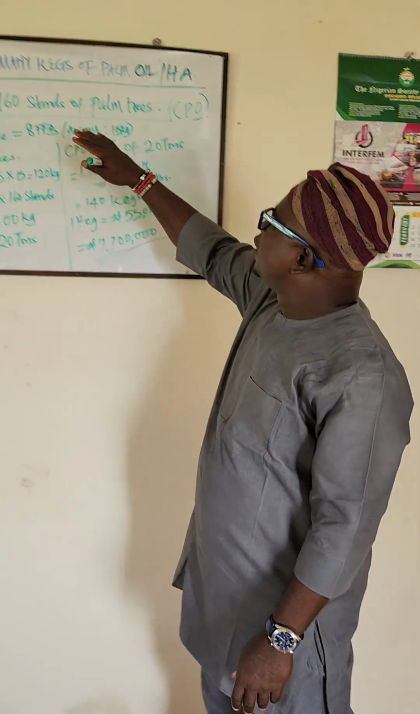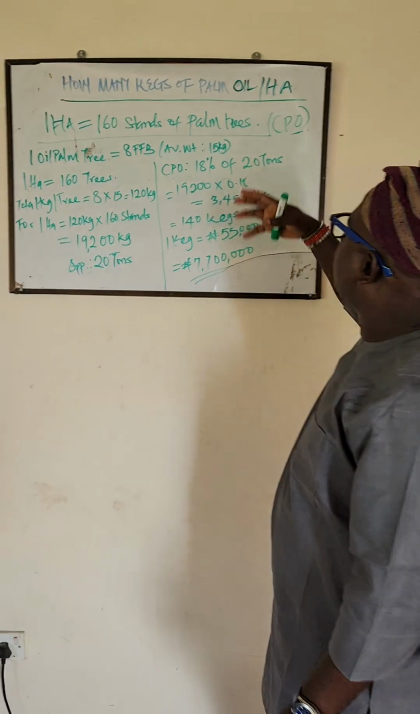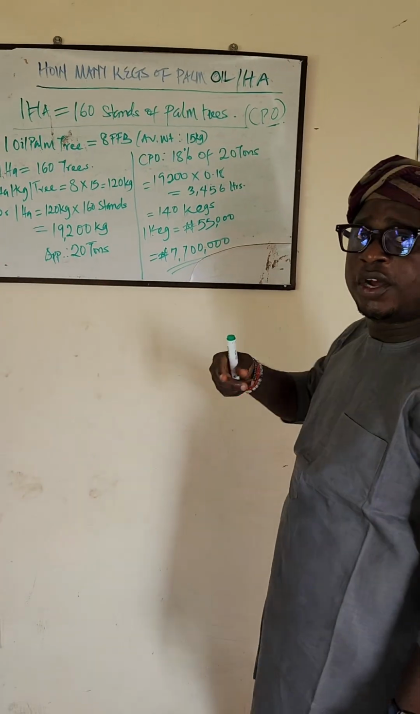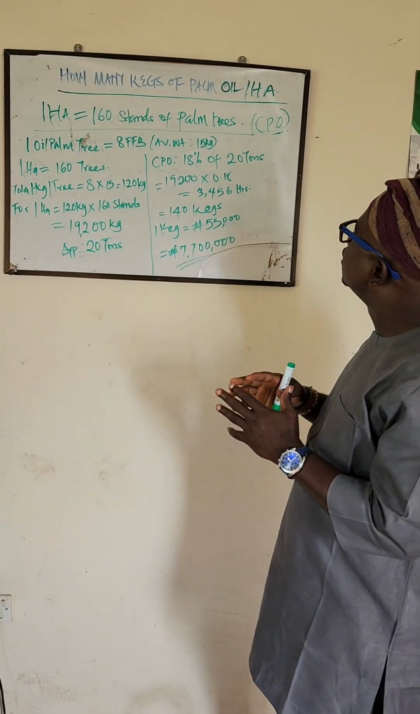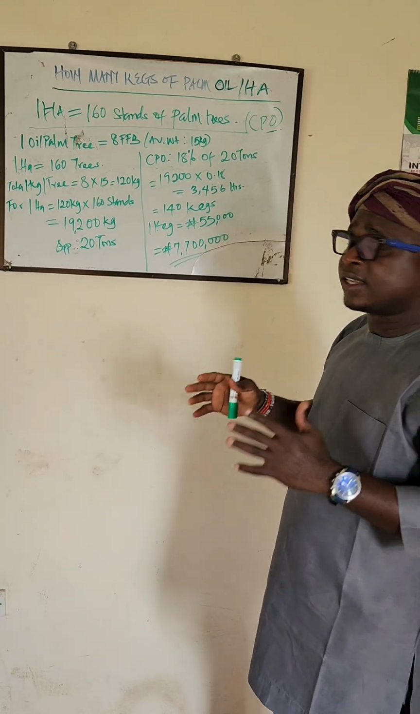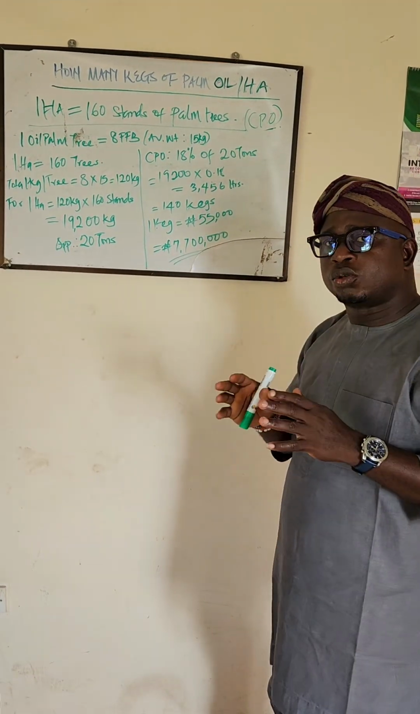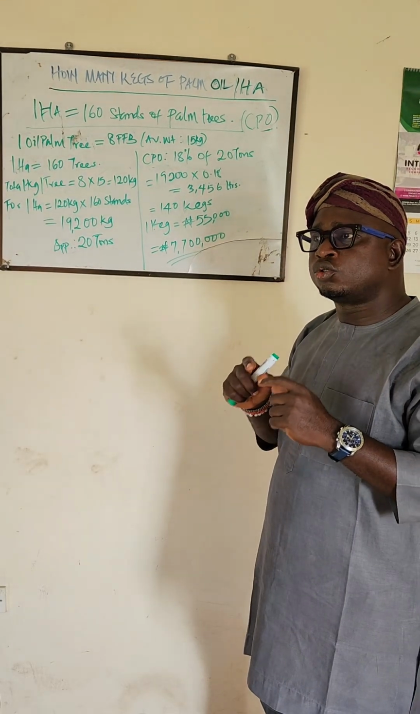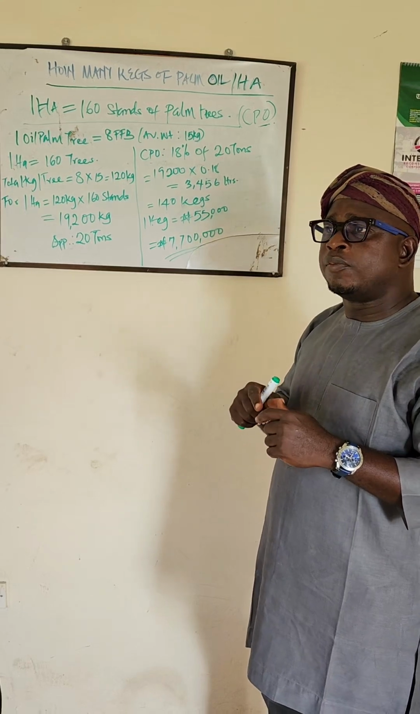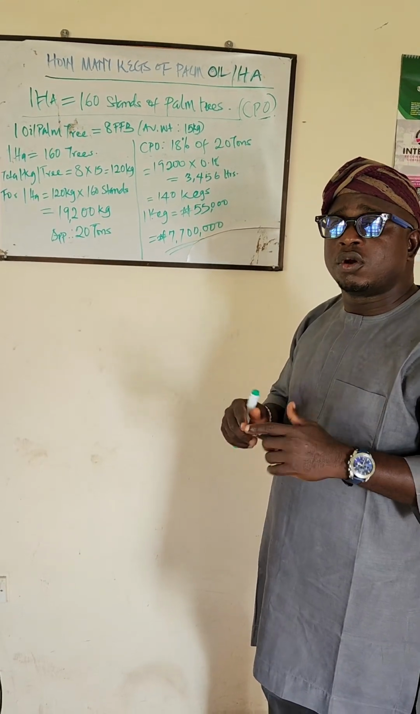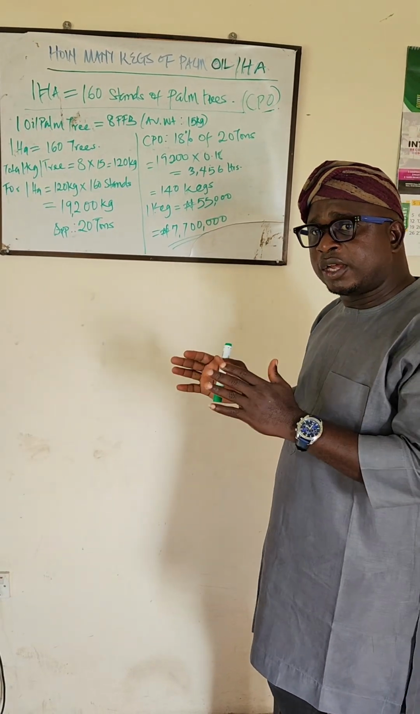We're going to be looking at how many kegs, or how many liters, of palm oil we can actually get from 1 hectare of land. Let me quickly explain this for people who have been asking this question. Also, let me say that this is based on different factors, majorly the age of the plantation.